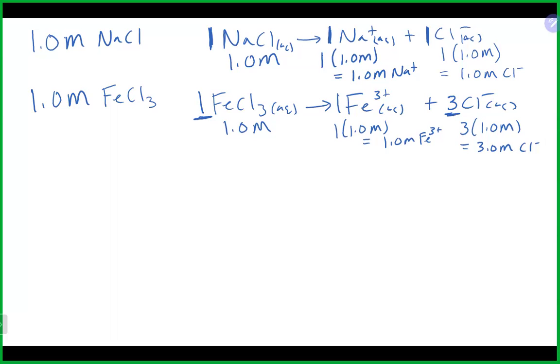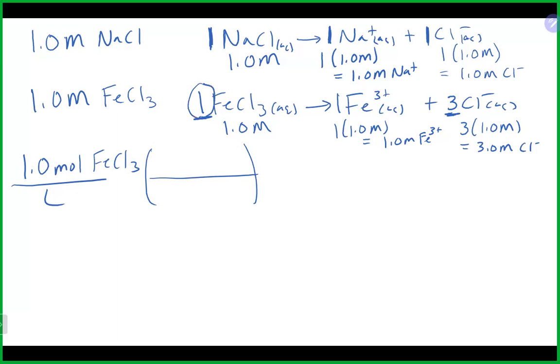That is the quick way that you can calculate the concentration of ions from the actual whole thing. The long calculation to show you how we get there is this. If I took my 1 molar iron 3 chloride and broke it apart into moles per liter, I could do my mole to mole relationship just like in stoichiometry.